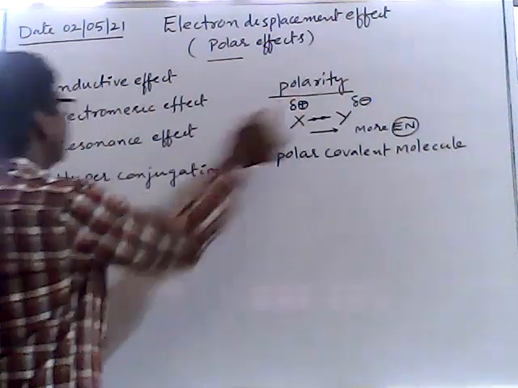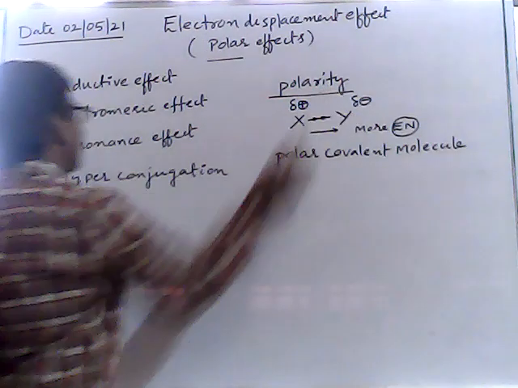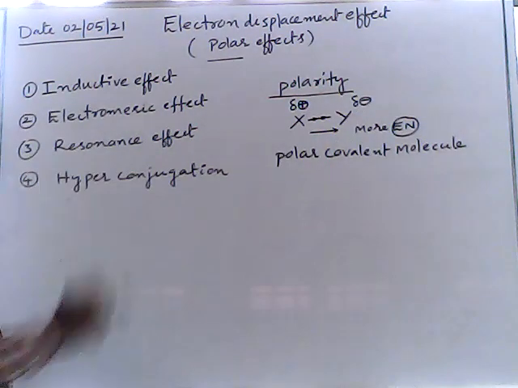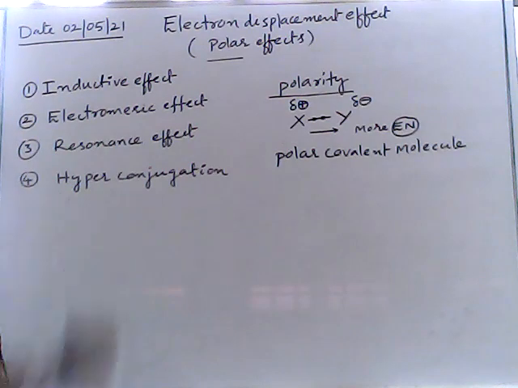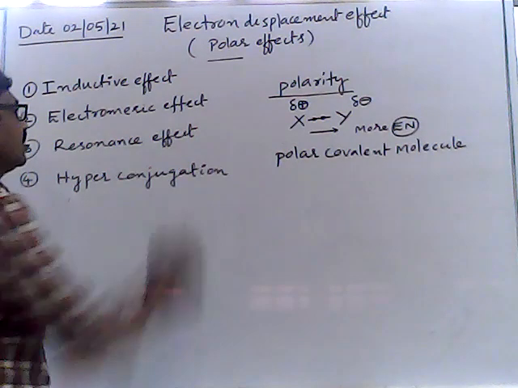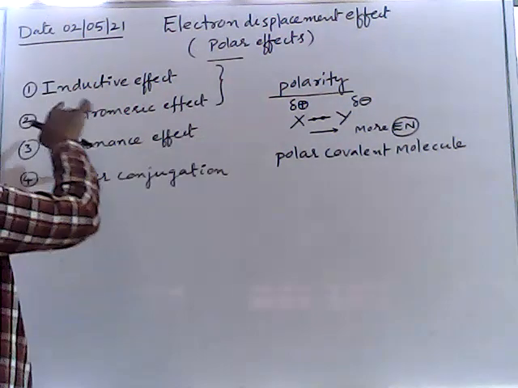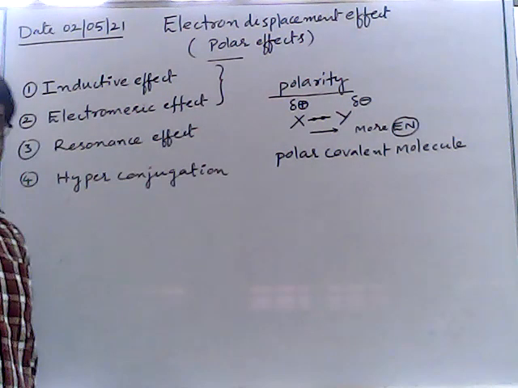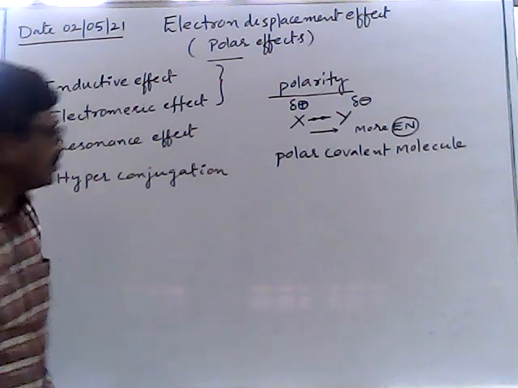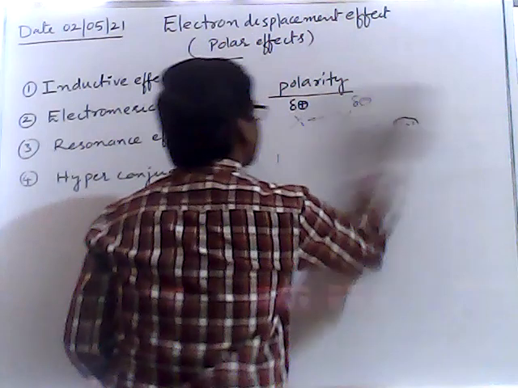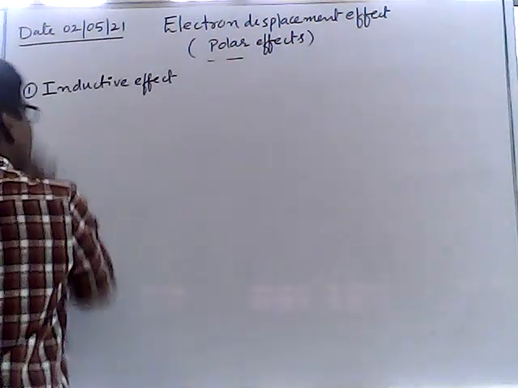Polarity is created maybe due to inductive effect. This polarity is created maybe due to electromeric effect or resonance effect or hyperconjugation effect. Today we will discuss the first two, inductive effect and electromeric effect, in this session. First, we will discuss inductive effect.